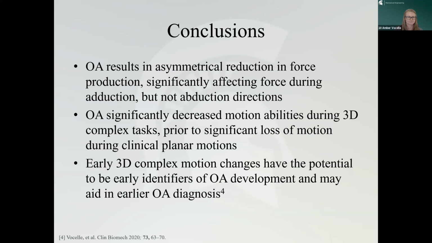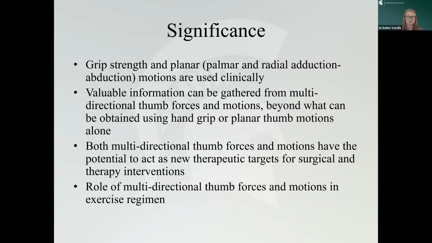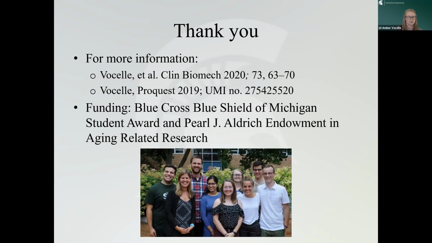In a clinical setting, we typically use grip strength and palmar motions, that is radial and palmar adduction ranges of motion, to look at hand and thumb function. However, our results suggest that valuable information can be gathered from multidirectional thumb forces and motions beyond what we can get from these clinically utilized measures. Both multidirectional thumb forces and motions have the potential to act as new therapeutic targets for interventions like surgery and therapy. Additionally, there may be a role for incorporation of the multidirectional thumb forces and motions in exercise therapy regimens.